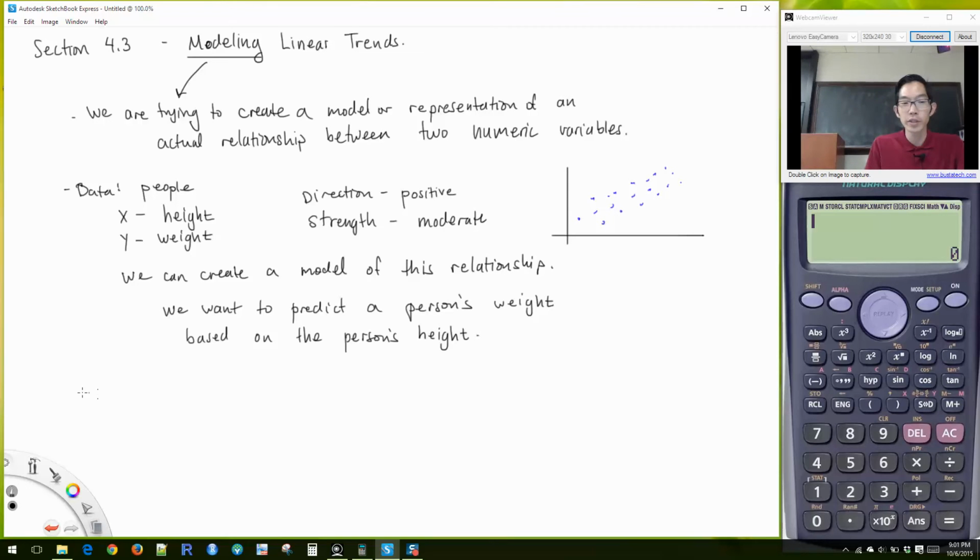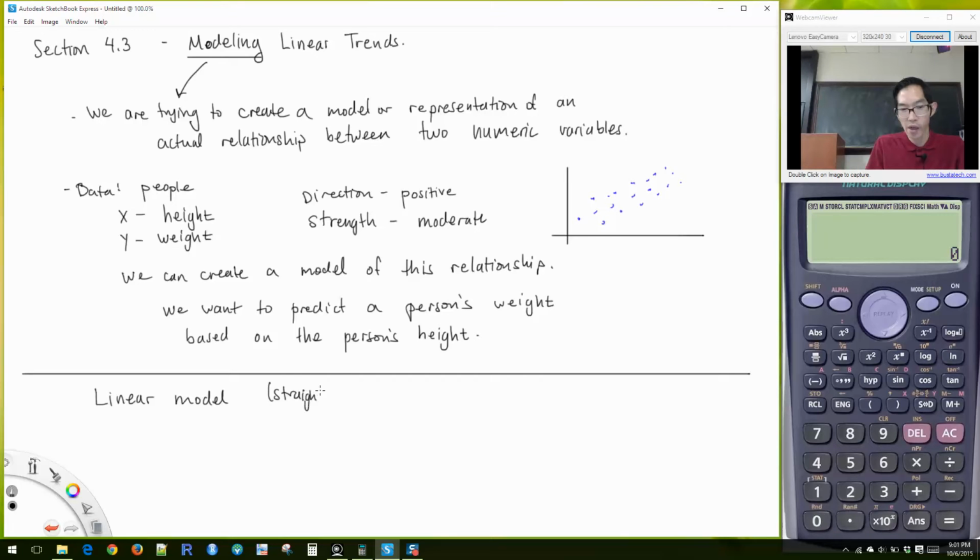In this section, we're creating linear models, or straight line models. If you think back to algebra, the equation of a line is defined by a slope and an intercept. You guys remember this from algebra, slope and intercept? The same thing applies here.